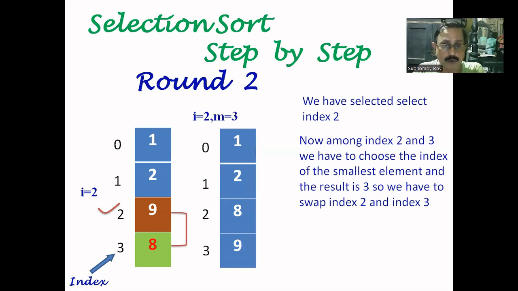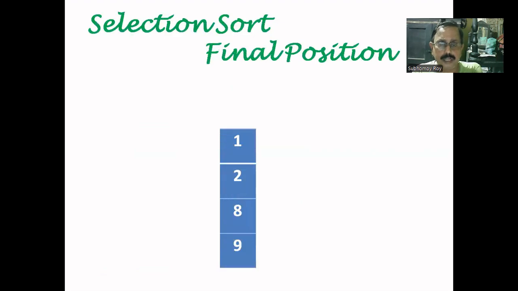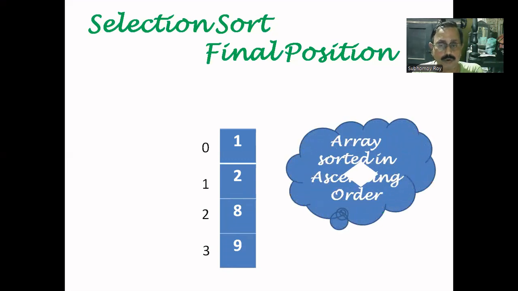Means there are 4 elements. We require 3 rounds of sorting. So if there are 10 elements, we require 9 rounds of sorting. If there are 100 elements, we require 99 rounds of sorting. Now this is the final result. Array is sorted with 0, 1, 2, 3. This is the index. Now let us see how we can apply it in a Java code.